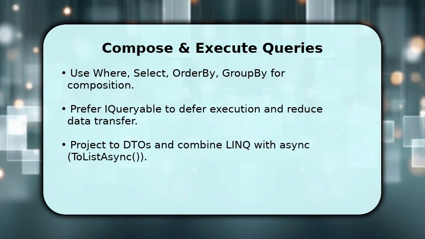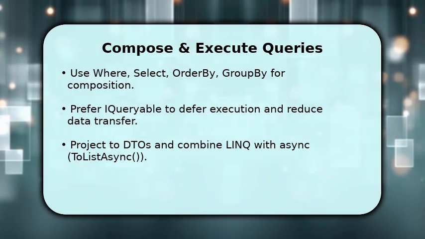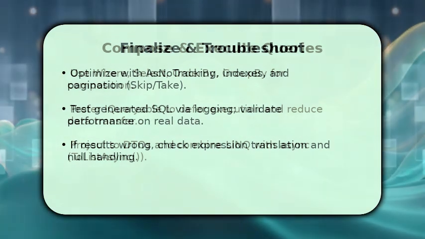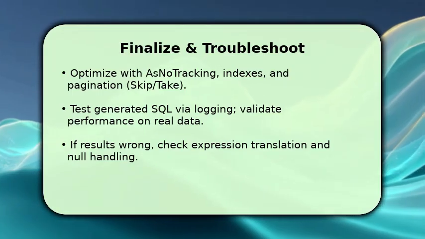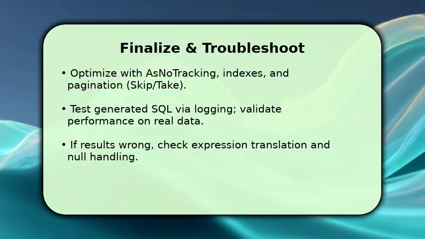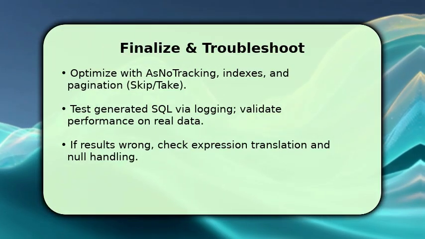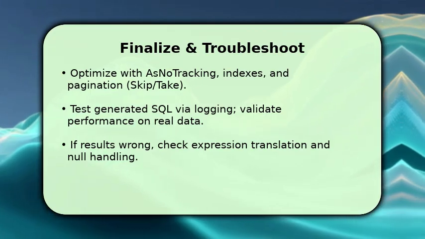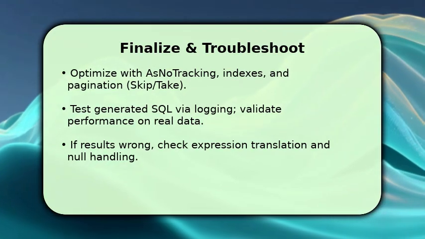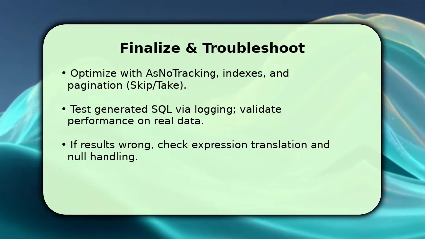You finish by optimizing. Add AsNoTracking for read-only queries, implement Skip/Take for paging, and ensure critical columns have indexes. Once integrated, enable EF Core SQL logging to verify the generated queries. This helps catch client-side evaluation or inefficient joins.